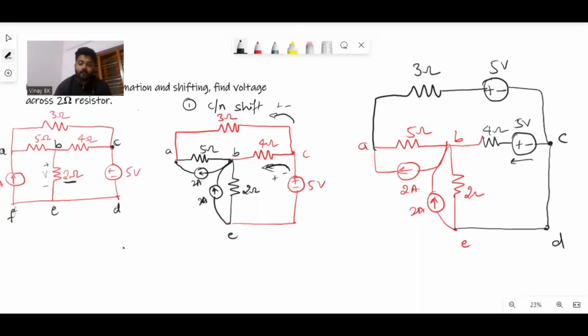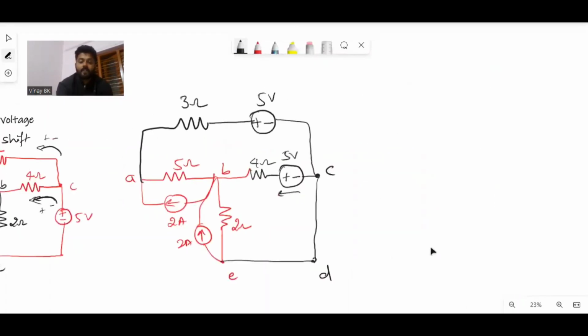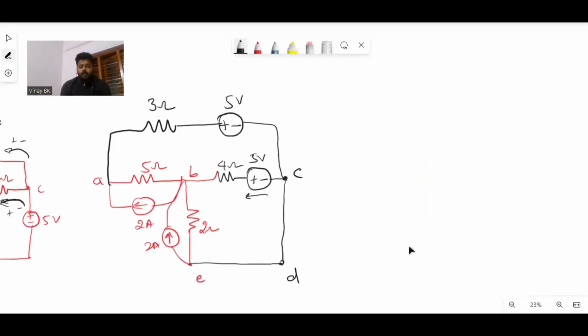Using the source transformation, you should not touch this 2 ohm resistor, because you need to find voltage across 2 ohm only. So we can simplify the rest of the branches. First I will convert all the current sources into voltage sources, leaving the BE branch. Now this 5 ohm, 2 amperes becomes a series practical voltage source.